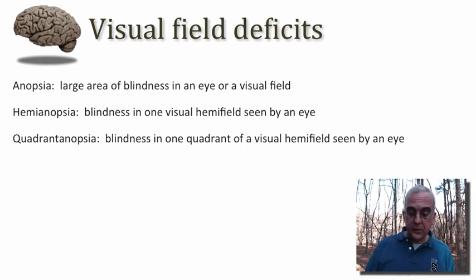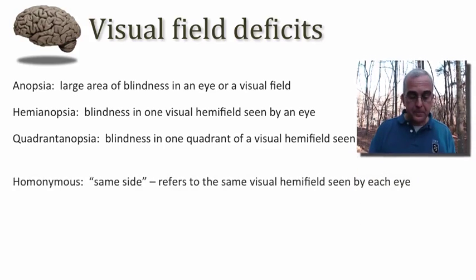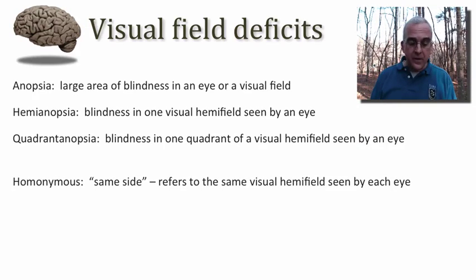Quadrantanopsia means blindness in one quadrant within a hemifield that's seen by an eye. Now, we modify these words with a term homonymous and a complementary term heteronymous. So homonymous means the same side. So this refers to the same visual hemifield that is seen in each eye.